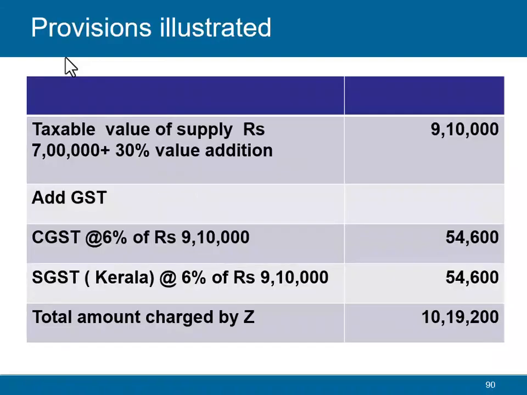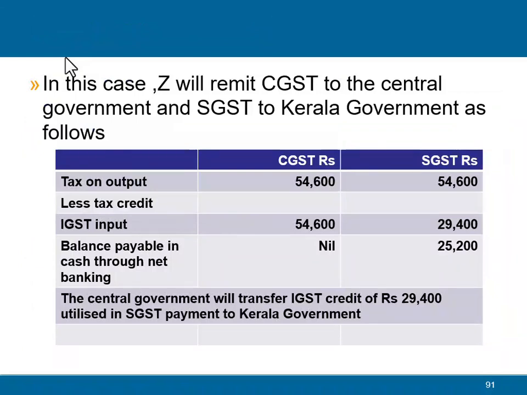कितना कितना देना है? You know, ultimately the goods have come and sold in the state of Trivandrum, in the state of what? Kerala. So 54,600 में से, because since he has paid IGST when he bought it from the earlier state, so he is going to take a credit of 54,600 and 29,400, and he is going to pay the balance on the value addition to the government. Okay, fine. The central government will transfer IGST credit of 29,400 utilized toward SGST payment to Kerala government, because Kerala government will ultimately consume more. So the central government is going to pay back that amount. So this is the amount which is payable.